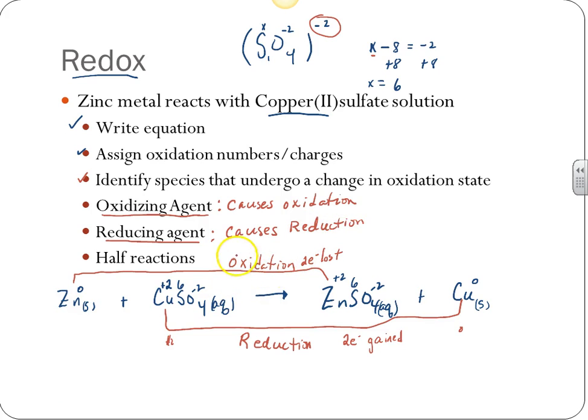So let's look first at zinc. Okay? Zinc is oxidized. What caused zinc to oxidize? It did lose 2 electrons, but where did they go?